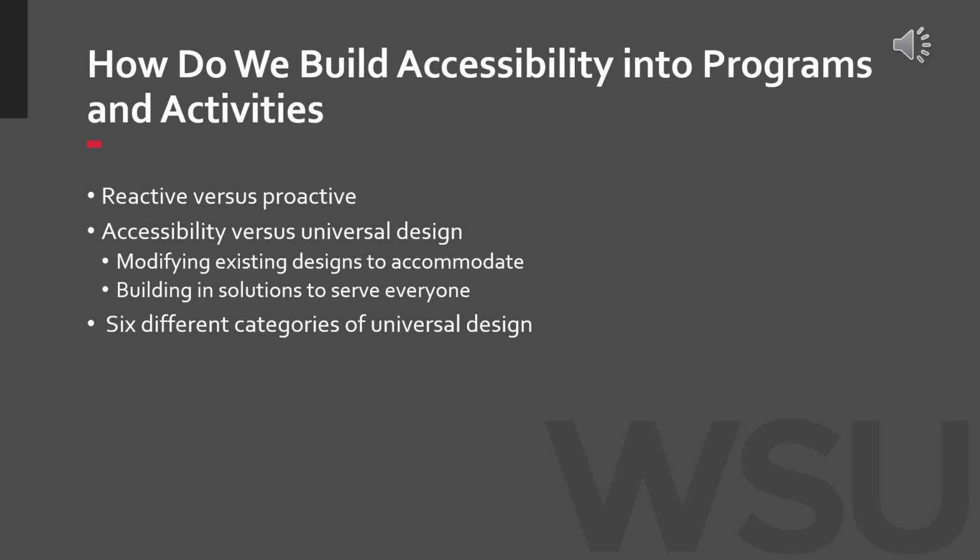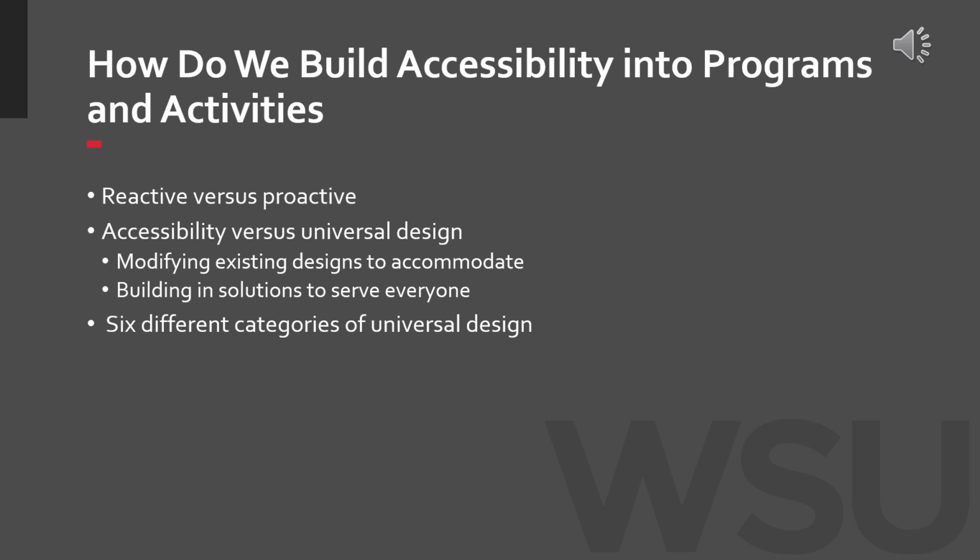Next, we will talk about how to build accessibility into our programs and activities. Since the Rehabilitation Act was implemented, some progress has been made to provide equally effective access to individuals through the reasonable accommodation process. However, this process is reactive.